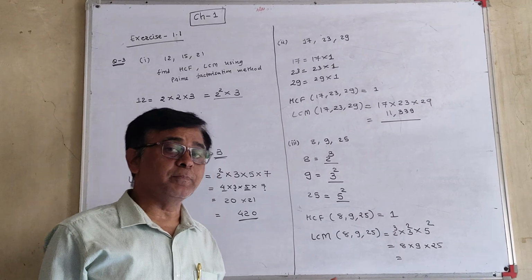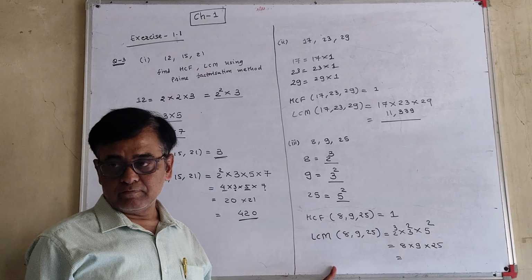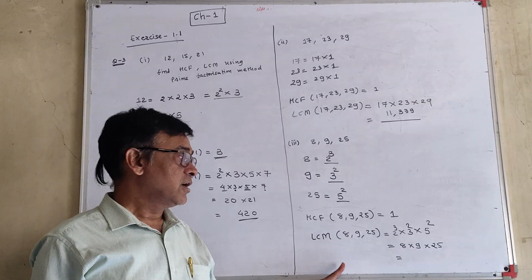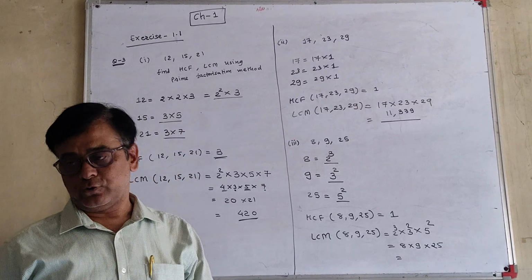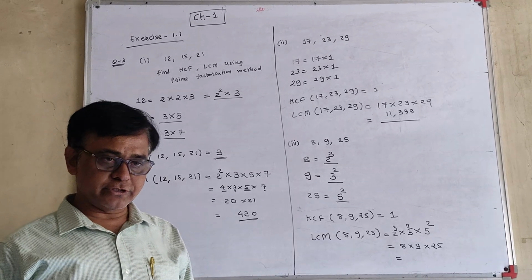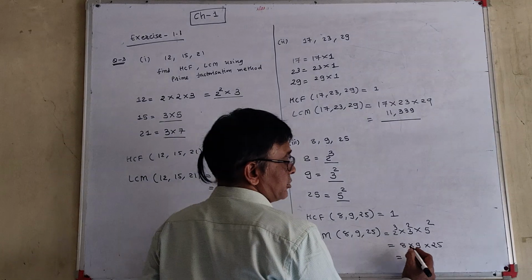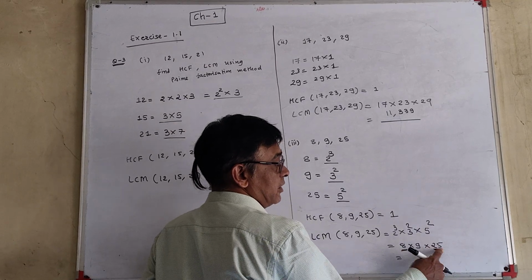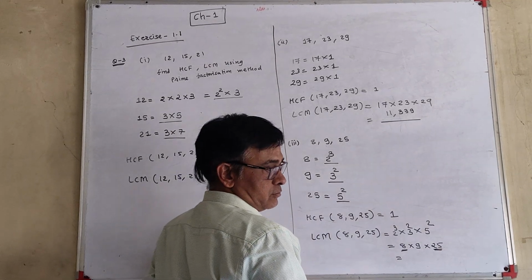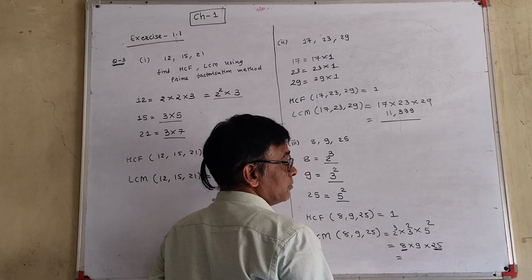Again multiply in such a way that the last two digits are 0. That means you should multiply 8 and 25. So what is the product of 8 and 25?